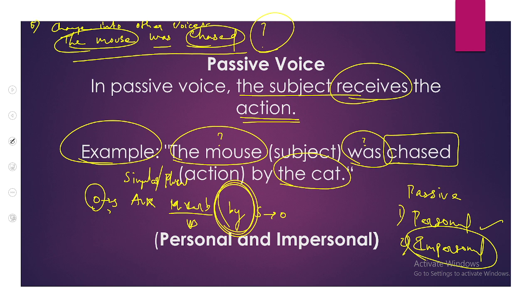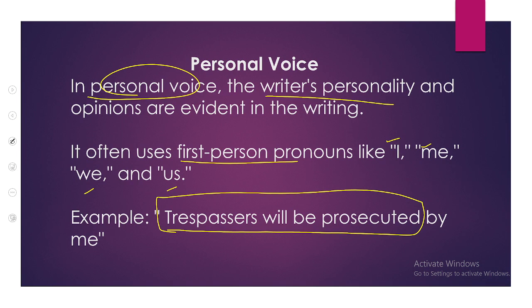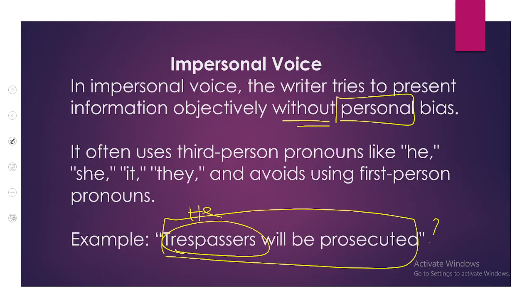In active, the doer of the action will be first. In passive, remember that the receiver of the action will be first, and most importantly, the verb will be in the past participle. Do you understand? For example, here we have personal voices. Personal means that in passive voice they give you the doer of the action. Impersonal means the same sentence will be there, but they do not give you any doer of the action, simply the receiver of the action. Sometimes they can also give you third persons.